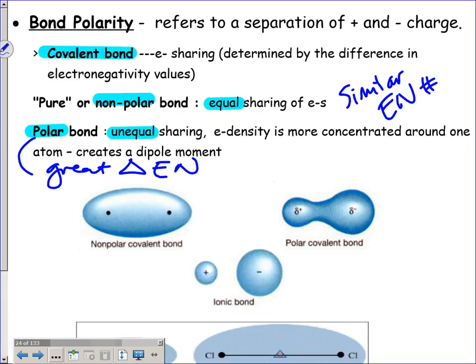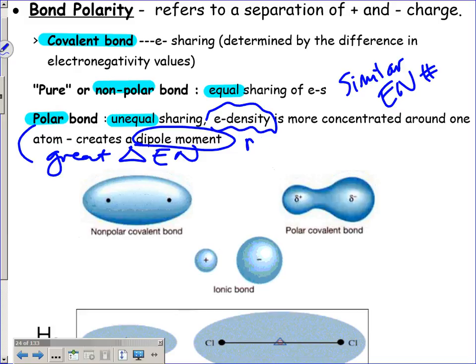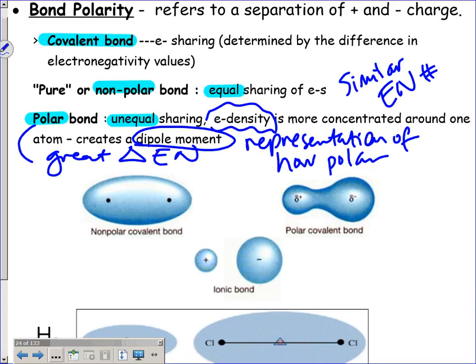What that creates is what we call an electron density, greater around the more electronegative atom, which we then say creates a dipole moment. Levi, will you explain that one more time? It's a representation of how polar a bond is, based on the differences in electronegativity. Beautiful.